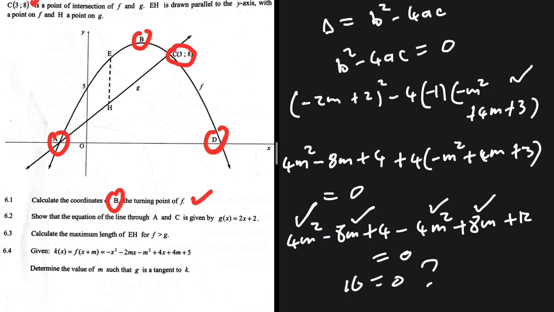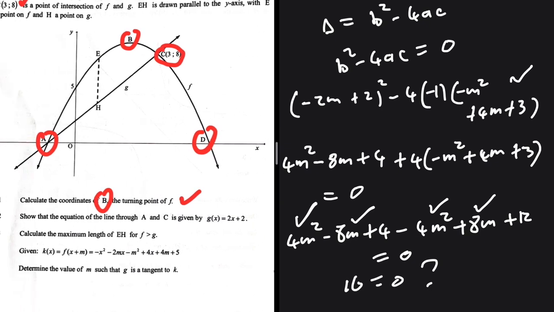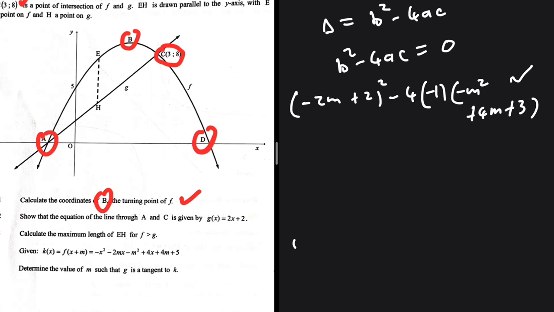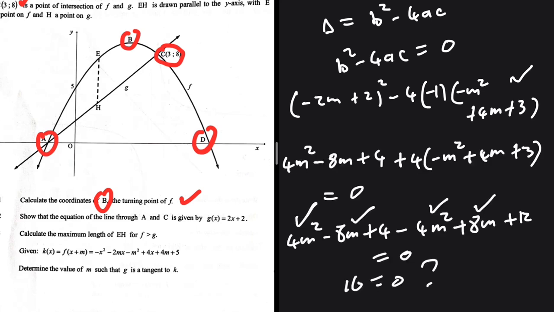Okay, I think the issue might lie here. Because m cannot be 0. Well, it can't be 0 because the question just says determine the value of m. But let's re-evaluate these. Let's take a look at these once more. So, I shouldn't have erased that. Let me just erase some of it and not all of it.